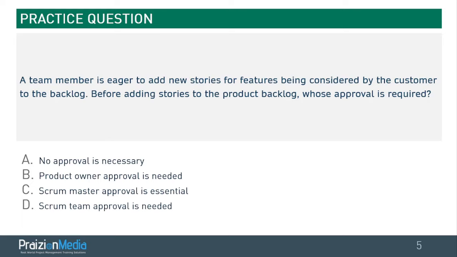So, a team member. This is someone on the team. Someone on the team wants to add new stories for features being considered by the customer. This person is on the team. So Scrum team approval is not needed. Scrum Master approval is not essential. And actually, believe it or not, product owner approval is not needed to add to the backlog.